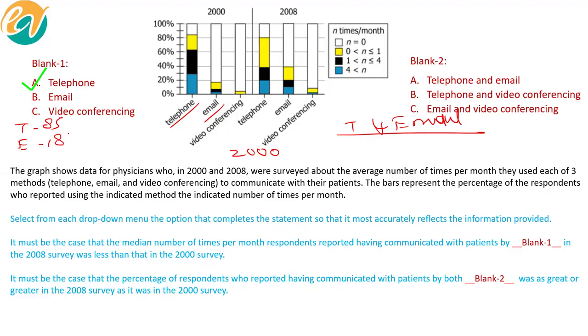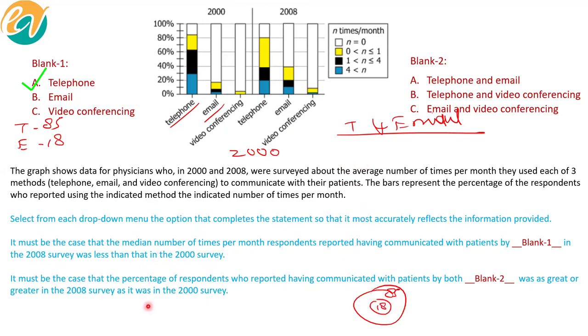Correct? So tell me, now this is important, what is the maximum overlap possible? 18 is the maximum, obviously, right? When this is 18 and this is 85. In other words, what does this mean? That every physician who was using email was also using telephone. Correct? That is when the maximum is 18.